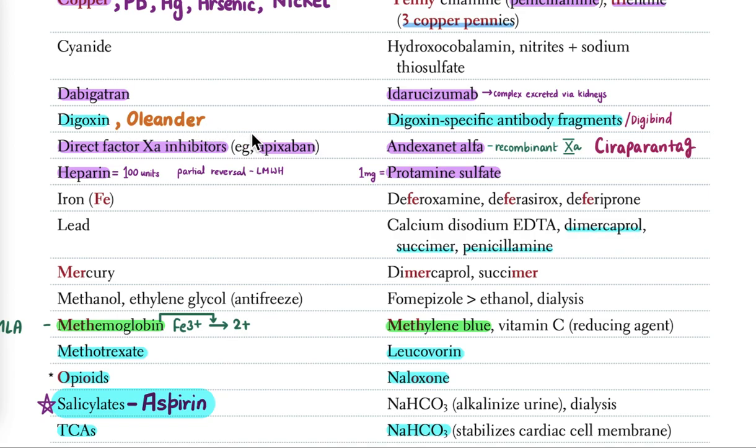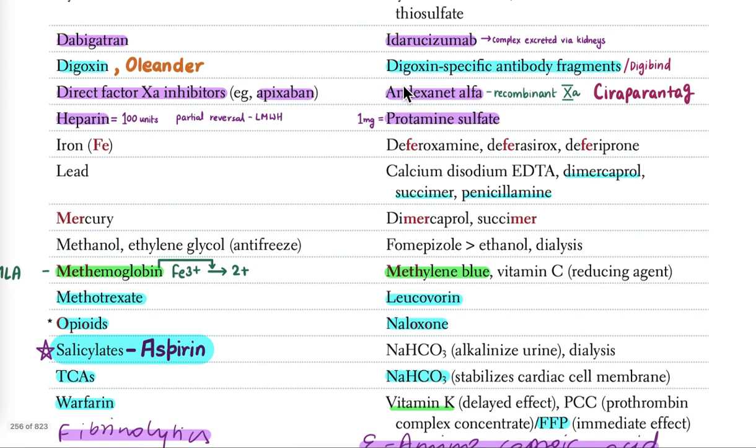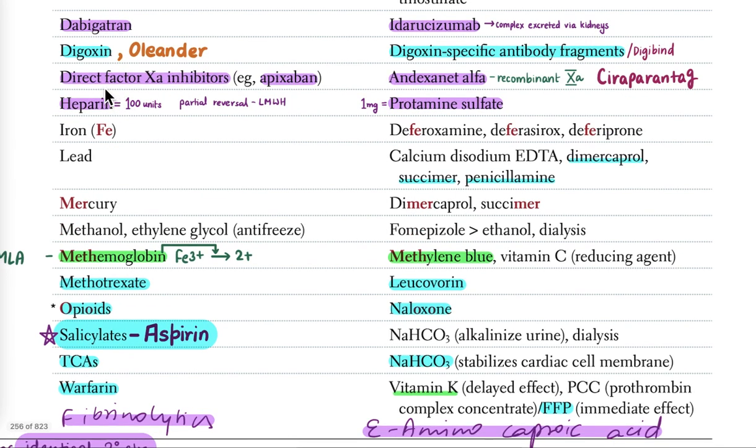Next, digoxin and oleander. Oleander, this is something that ma'am said. Digoxin specific antibody fragments, that is digibind, is the antibody. So antibody fragments, that is the antitoxin. Next is direct factor Xa inhibitor, that is apixaban. Okay, this has andexanet alfa. So one more drug of this same category is ciraparantag. Bear with the names.